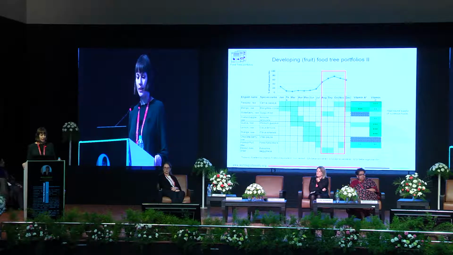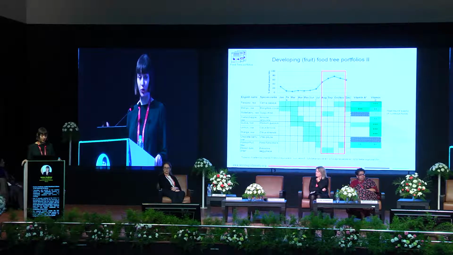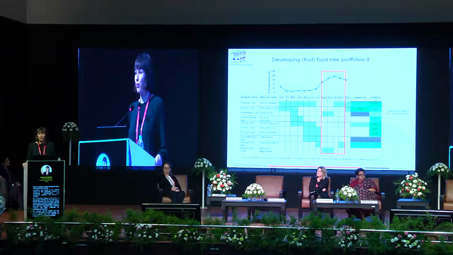Okay, so here you can see basically an example of a full profile with the seasonal calendar, with the food insecurity information, and also with the information on vitamin C and vitamin A. These two nutrients were chosen at the beginning since fruits are a main source of vitamins, and many fruits are also a main source of vitamin A.